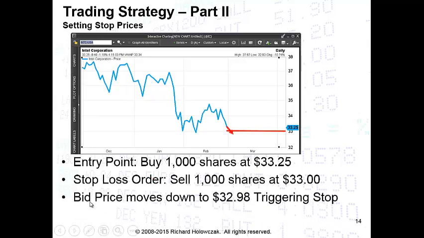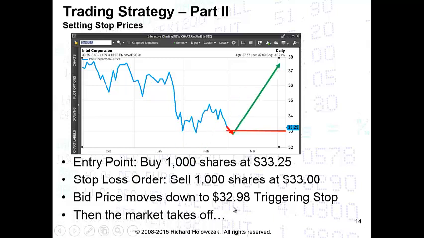So here's what happens. Our bid price moves down to $32.98, and that triggers our stop. As soon as the bid price moves below, we get a market sell order, and effectively our position is closed out. We've sold 1,000 shares at $32.98 or even worse, depending on when our market order hits the bid side. But then, as luck would have it, the market takes off. And here again, this is probably complaint number 2 in the list, is how come I got stopped out? How come my position got closed out and now this stock is on a tear?